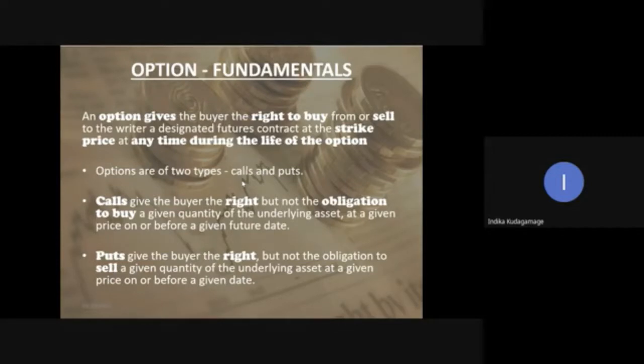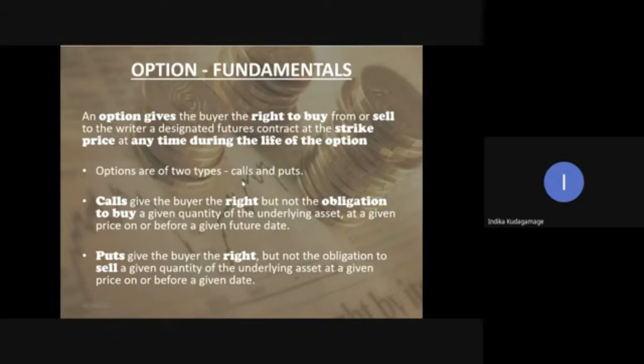Call gives the buyer the right but not the obligation to buy. Call is to buy. Put is to sell. Right? Whenever it is an option, it is only an option, not an obligation. Whenever we talk about call option, we are talking about buying part.